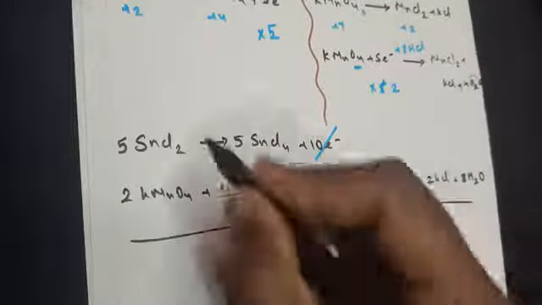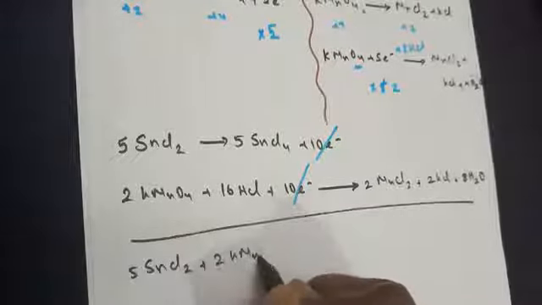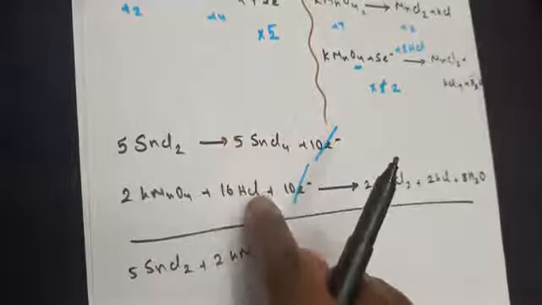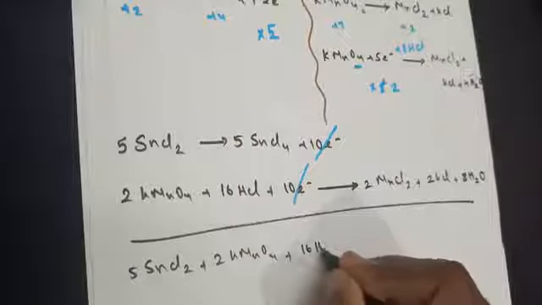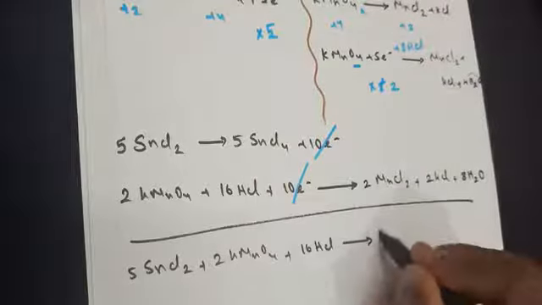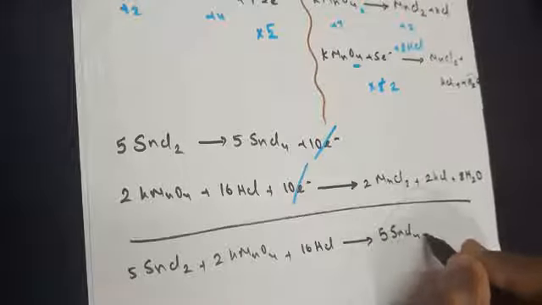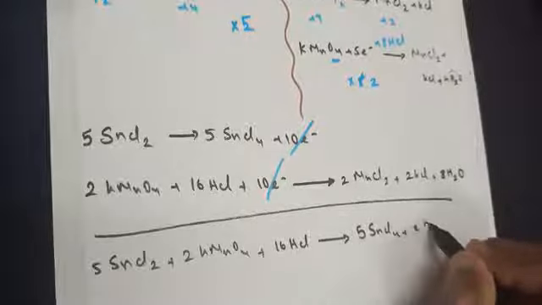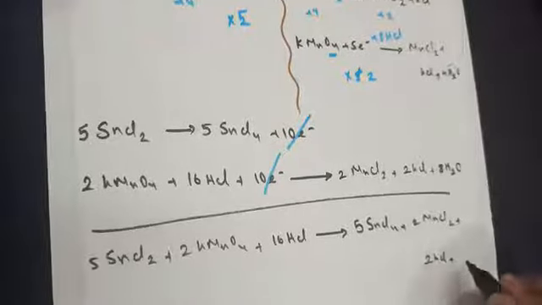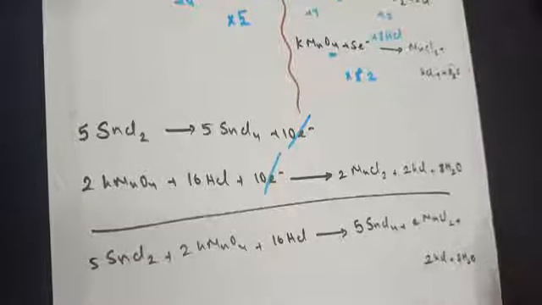The remaining terms you just put together: you've got 5 stannous chloride plus 2 potassium permanganate plus, on this side before the arrow, you got one more term here, that is 16 HCl. On the other side of the arrow you've got 5 stannic chloride plus 2 manganese chloride plus 2 potassium chloride and 8 times water molecule.